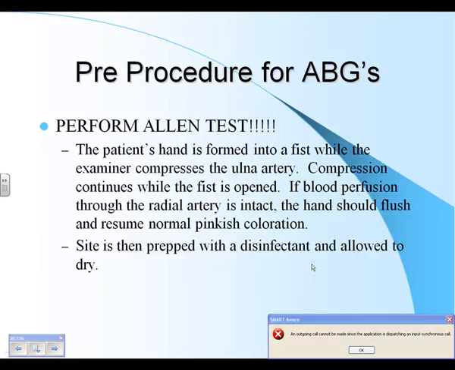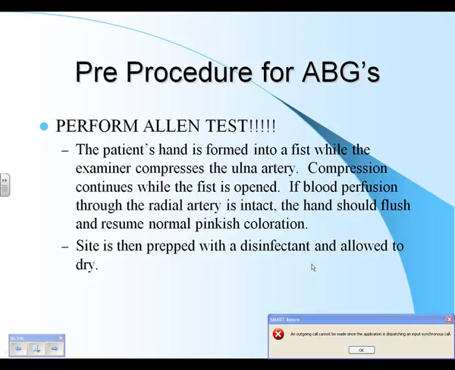It's right there. Patient's hand is formed into a fist while the examiner compresses the ulnar artery. Compression continues while the fist is open. If blood perfusion through the radial artery is intact, the hand should flush. If it is not, then it will continue to be pale. The site is then prepped, usually with alcohol, and allowed to dry.